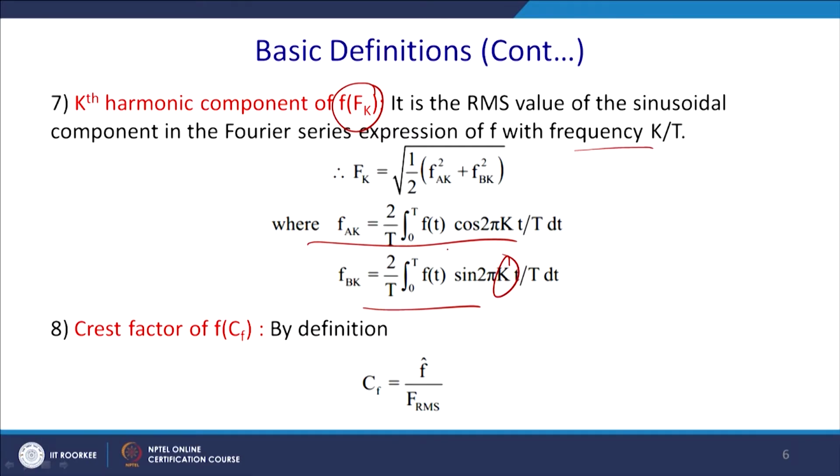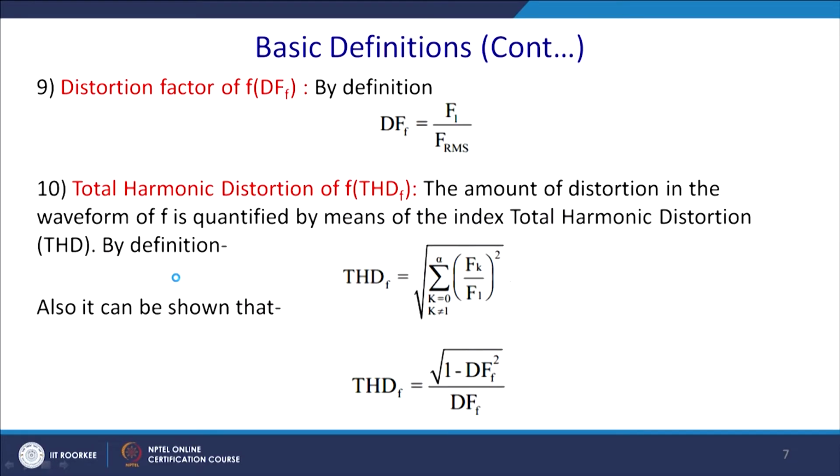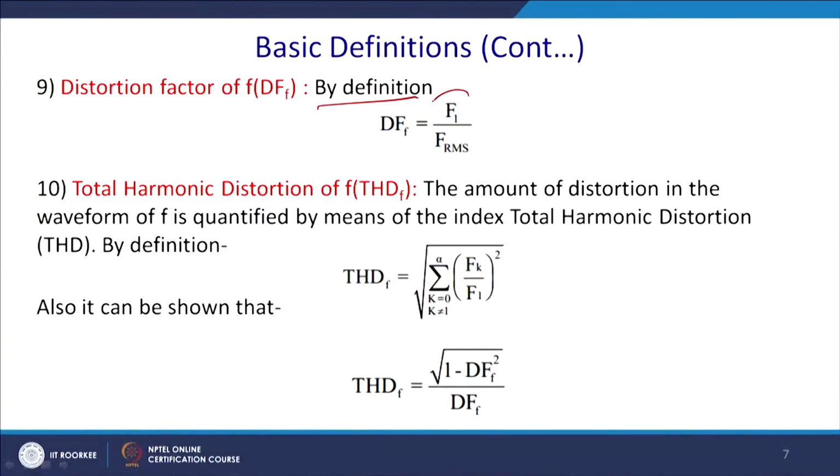There is a definition called crest factor. Crest factor is by definition F-caret by F_RMS, that is, the peak value by RMS. Similarly, we will have a distortion factor. Distortion factor is by definition F1, that is the fundamental component, divided by RMS, which gives you the distortion factor. And another is total harmonic distortion. This is a very important classifier.